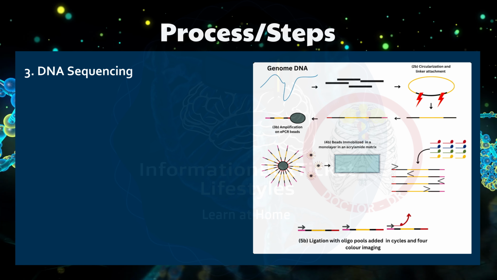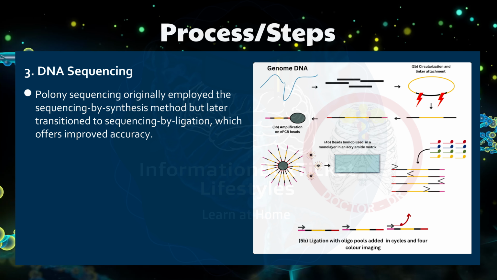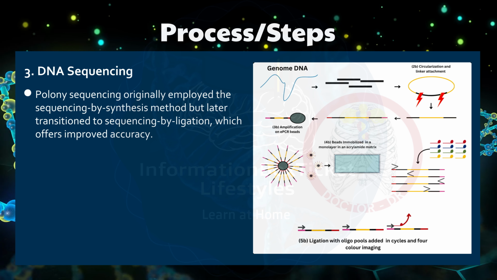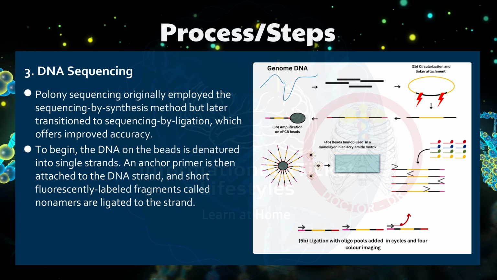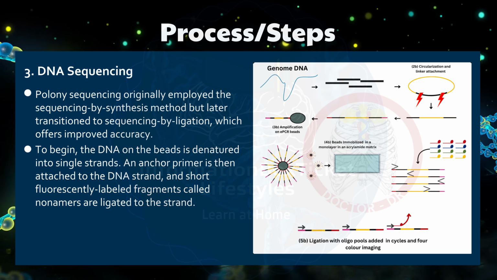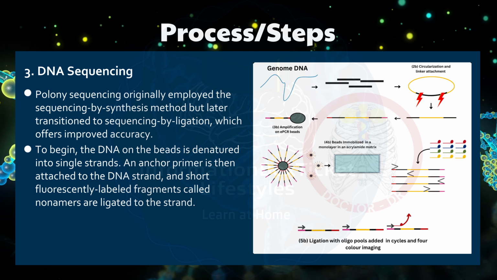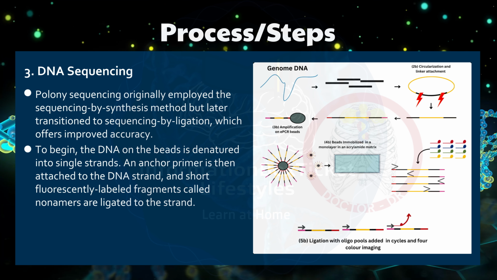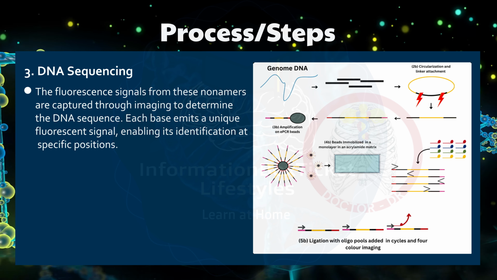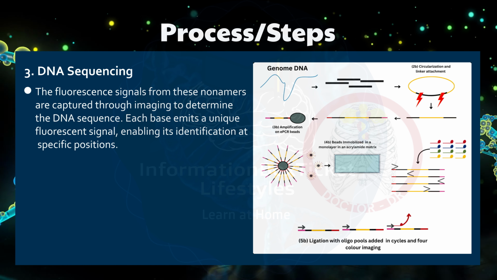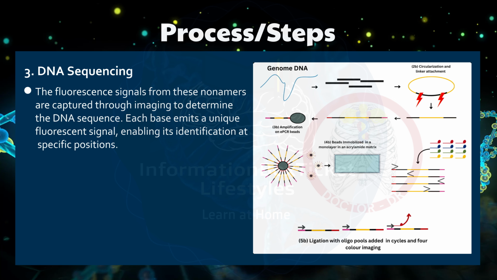3. DNA sequencing. Polony sequencing originally employed the sequencing by synthesis method, but later transitioned to sequencing by ligation, which offers improved accuracy. To begin, the DNA on the beads is denatured into single strands. An anchor primer is then attached to the DNA strand, and short fluorescently labeled fragments called nonamers are ligated to the strand. The fluorescent signals from these nonamers are captured through imaging to determine the DNA sequence. Each base emits a unique fluorescent signal, enabling its identification at specific positions.